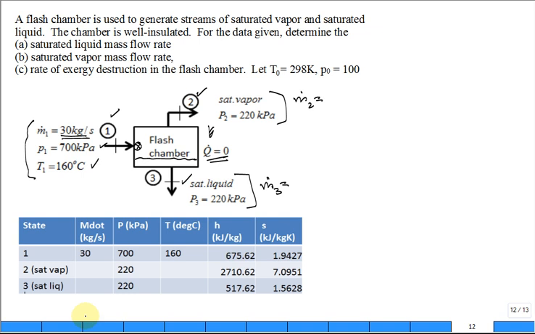All right, so what we're looking for is the mass flow rate of the saturated liquid. That's mass flow rate 3. What units? Kilogram per second. True? Mass flow rate through state 2, the saturated vapor, kilogram per second. True? Now the rate of exergy destruction, E dot D, in units of kilowatt, kilojoule per second or kilowatt.